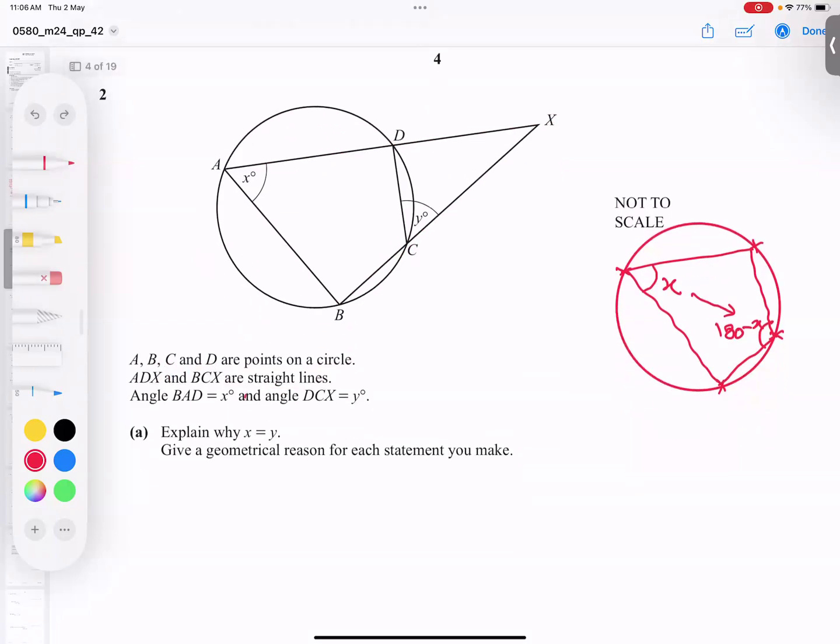Further, he's saying angle this is X and this angle Y is okay. So he said explain Y and X, they are equal to each other. You have to give the reason, geometrical reason for each statement. So let's think how we can do it.